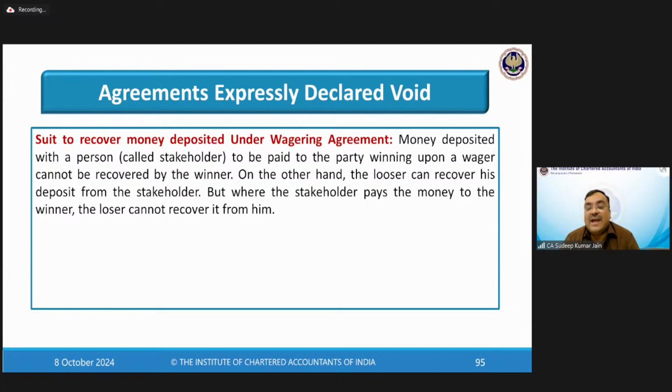Because the agreement between A and B is void, A can recover his money only. But the agreement with C is perfectly valid. So A has to give rupees 10 to C. So A can recover only rupees 90 from C.